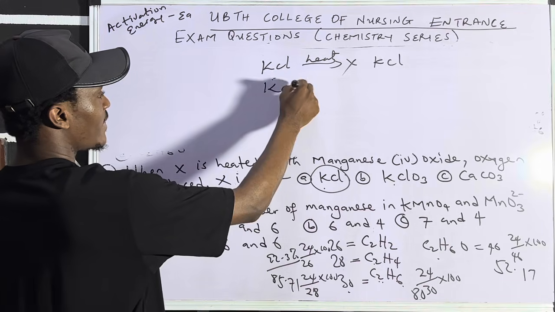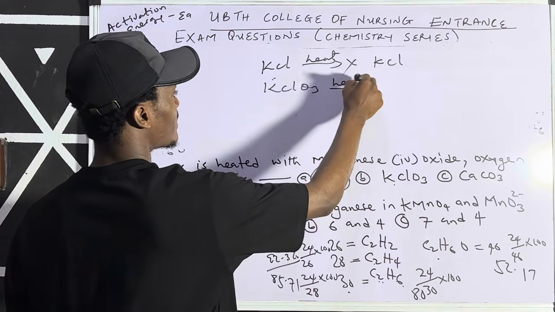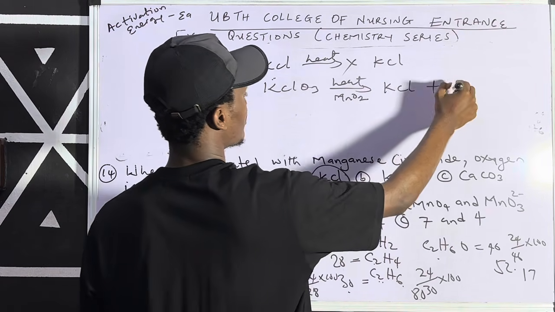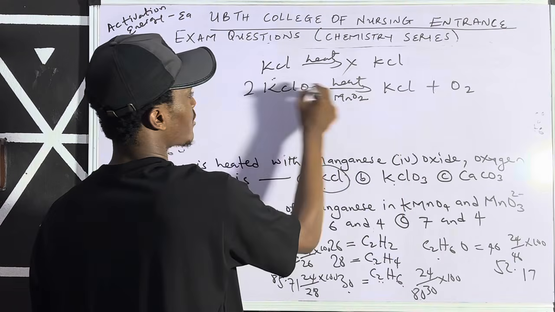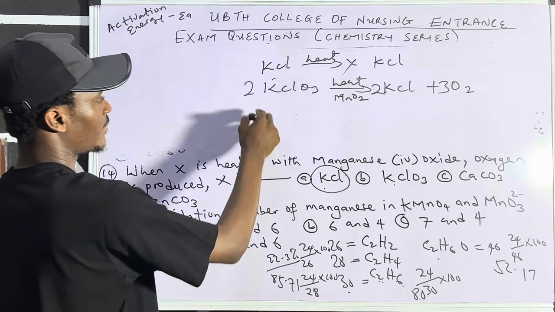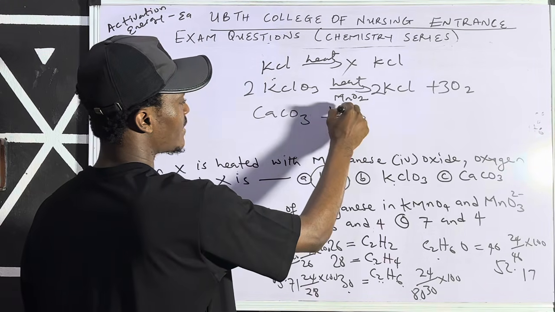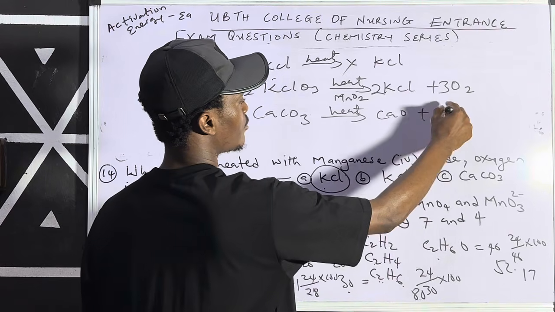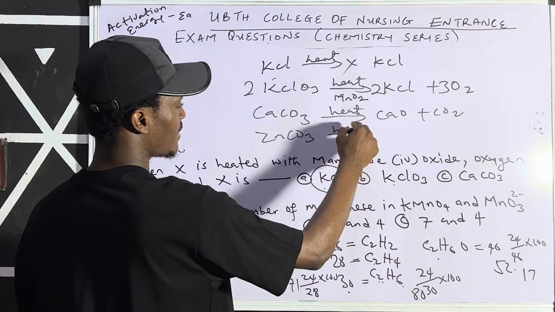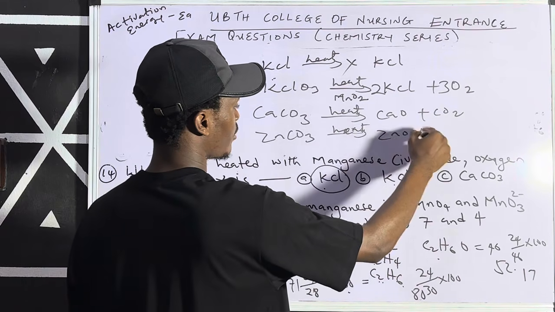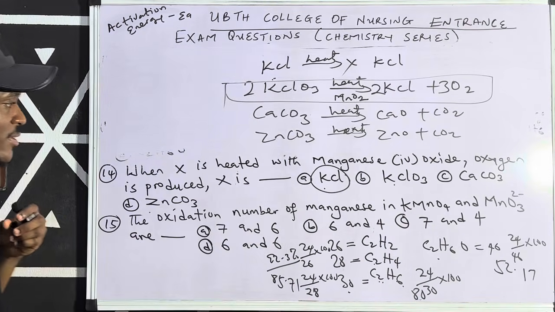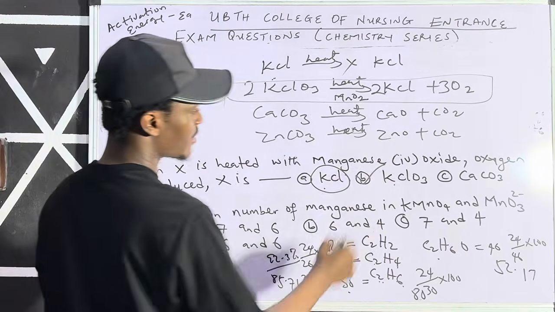Then KClO3, when heat is applied in the presence of manganese oxide, we obtain KCl plus O2. Then when you balance the reaction, you obtain something like this. Then for CaCO3, when heat is applied, it gives CaO plus CO2. Then the last, ZnCO3, when heat is applied, it produces ZnO plus CO2. So the best one to go with is KClO3, because it yields oxygen gas. So option B becomes the right answer.